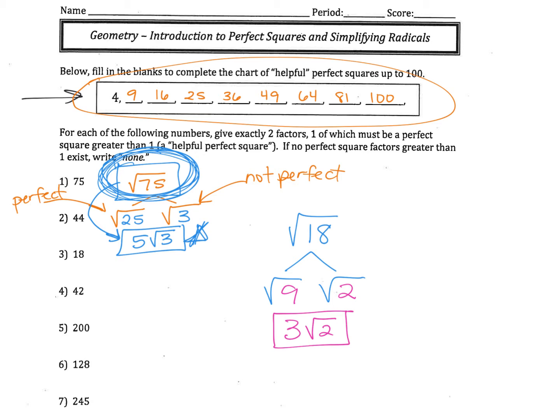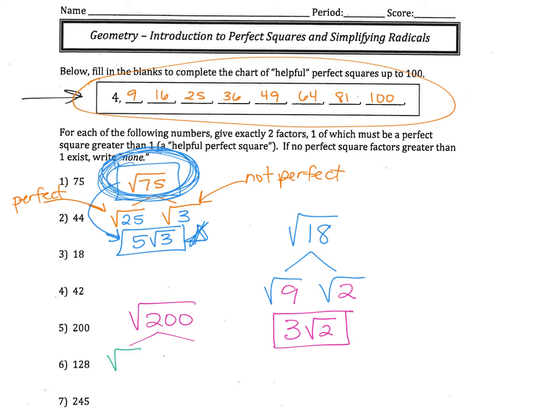Okay? You try this one. The square root of 200. Don't tell us, just do it. And then you can tell me in a minute. What's your final answer?